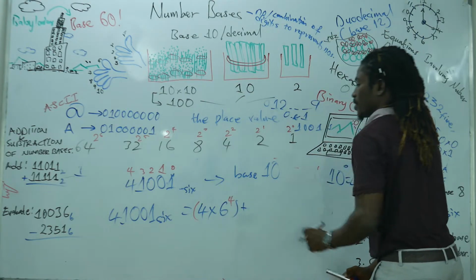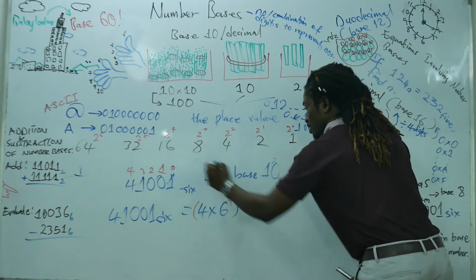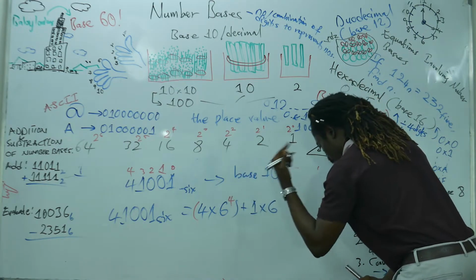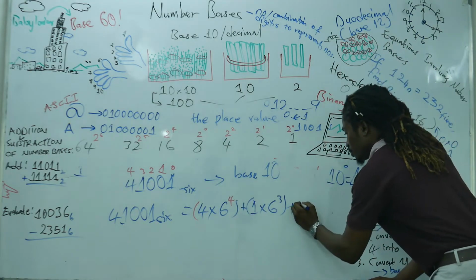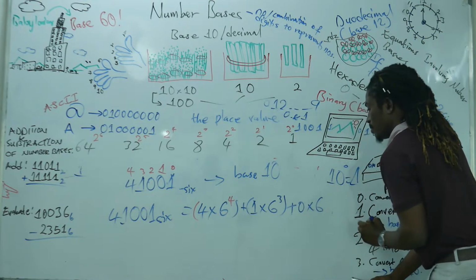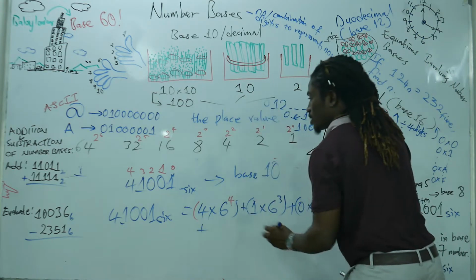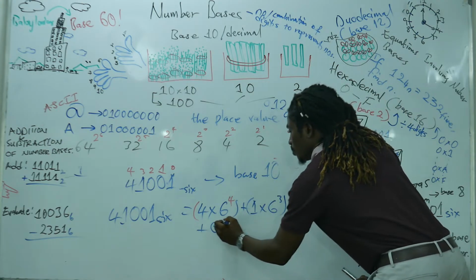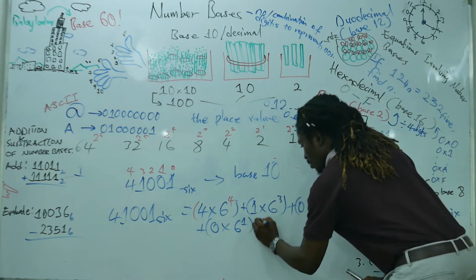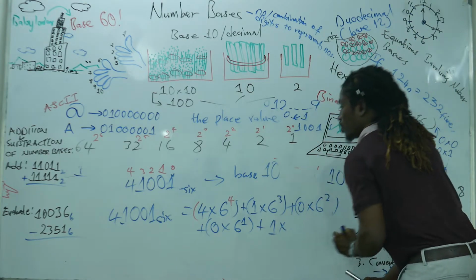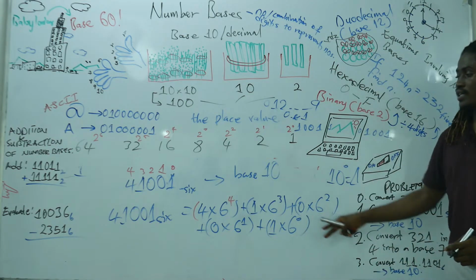Plus the next number is 1 multiplied by the base 6, and then we raise it to the power 3. Close that again, plus we say 0 multiplied by 6, which is the base, and then raised to the power 2. We close that again, we take the next 0, so we say 0 multiplied by 6 raised to the power 1. Right? See, we are scaling down as we go along. And then 1 multiplied by 6 raised to the relevant power 0. Now this is the expansion.